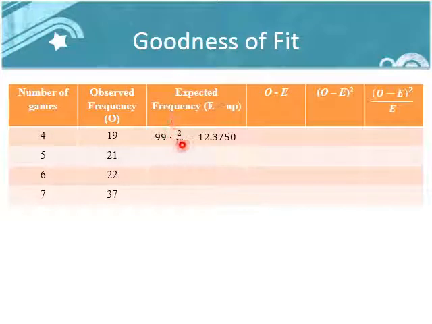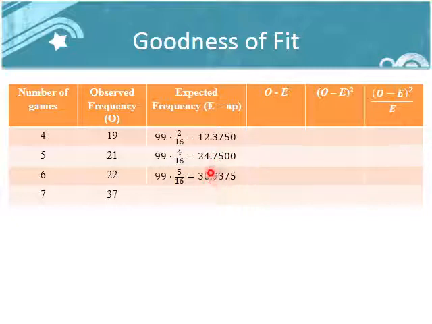The p is the probability or proportion that was given to us. So multiply those together, and here we're saying the expected frequency out of those 99 games, we would have expected 12.37 games to go to 4 games. Then we would expect 24.75 of the World Series to go to 5 games, 30 out of those 99, or almost 31, to go to 6 games, and about the same number going to 7 games.